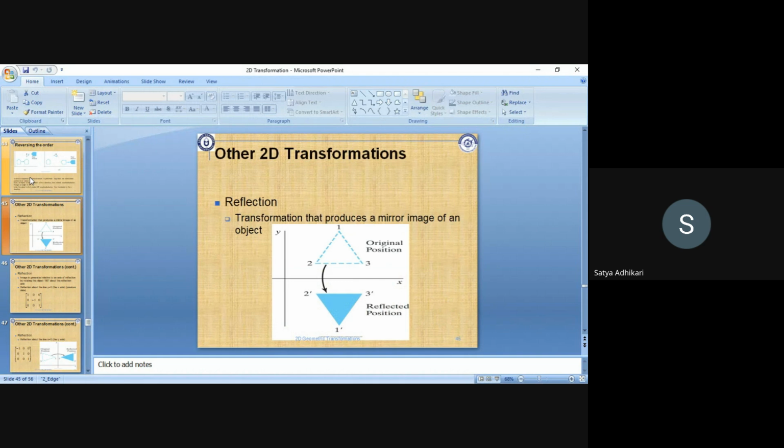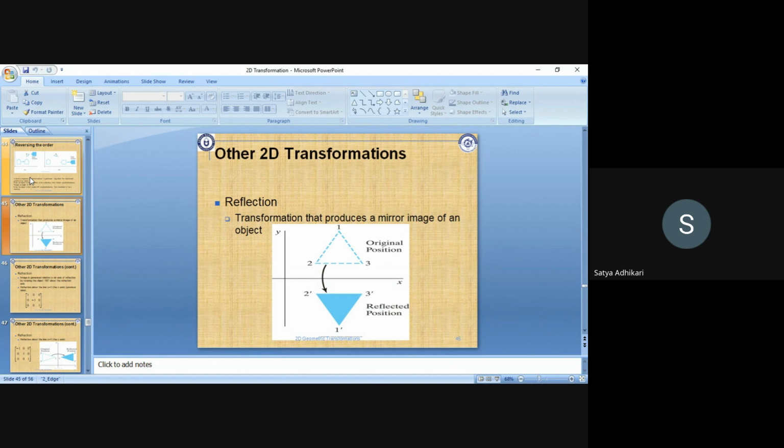Then come to the fourth one. After translation, rotation, and scaling, the fourth one is reflection. A transformation that produces a mirror image of an object is called reflection. You see, this is the original object, drawn in a dotted blue line, and after the reflection we will get 1 dash, 2 dash, 3 dash.